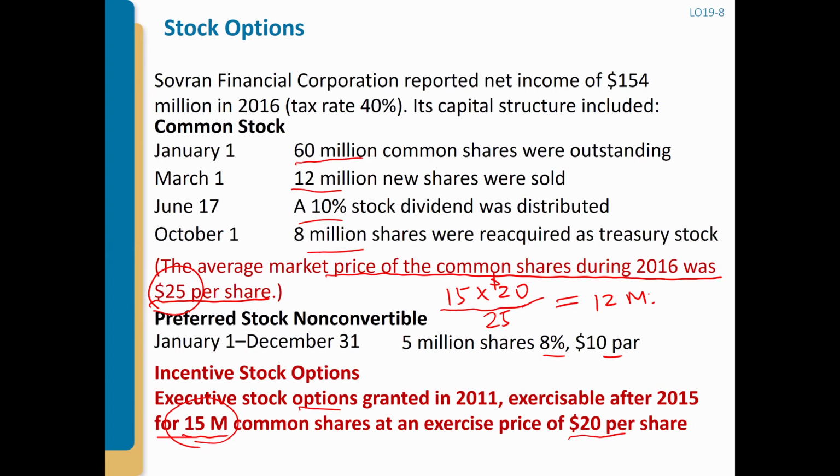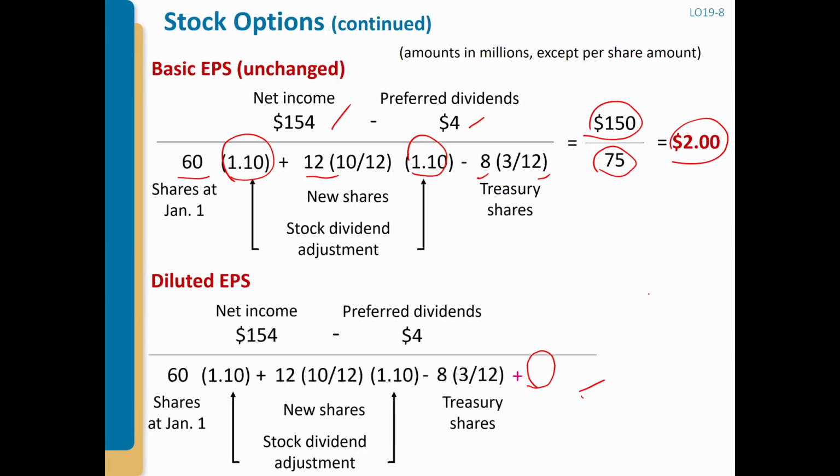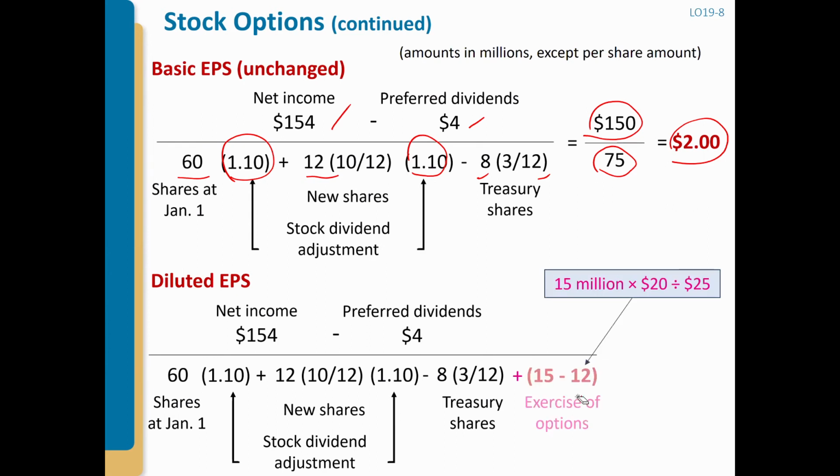So again, this is our imagination. What if these CEO, CFO exercise these stock options? We're going to issue 15 million more shares. In the meantime, we can use that cash to purchase 12 million shares back from the market. So the net increase in the number of outstanding shares will be 15 minus 12. That's a net increase. That's why we do plus 15 minus 12.